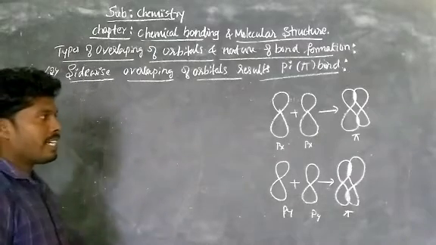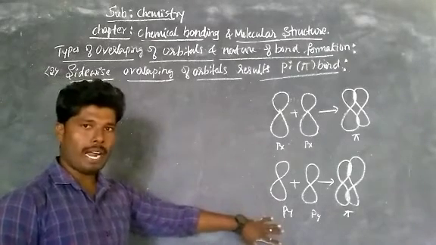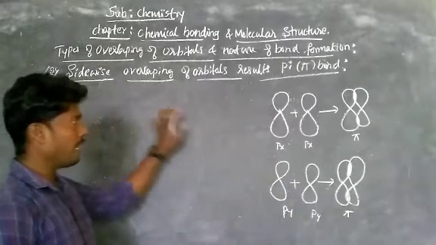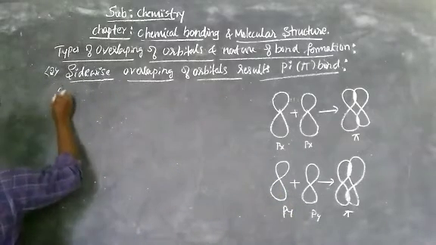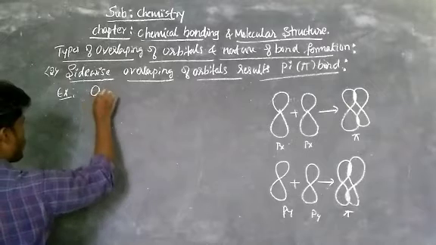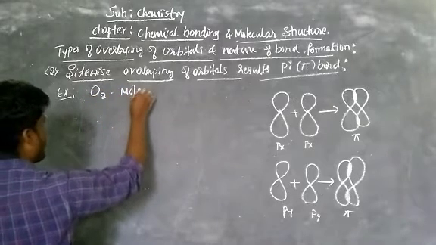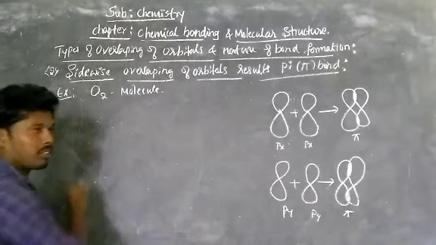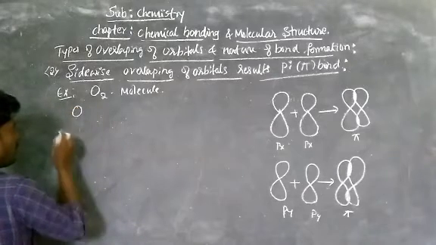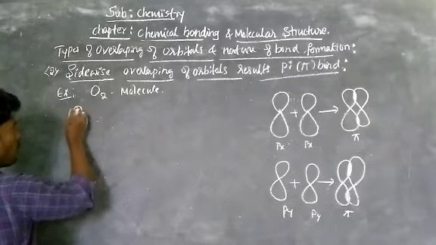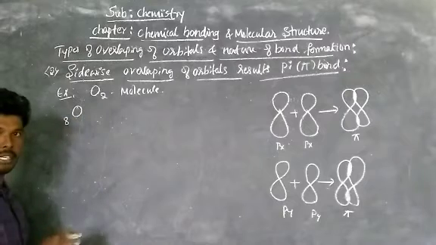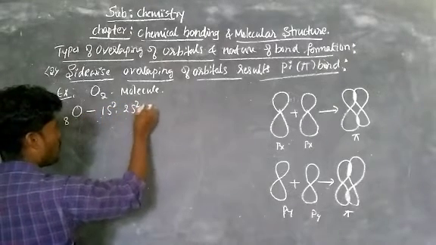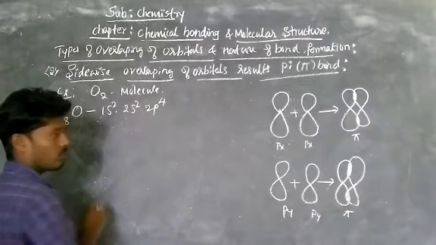Now to understand the sidewise overlapping of atomic orbitals and how they form a pi bond, take the example of the oxygen molecule. Example: formation of oxygen molecule, O2 molecule. Now here there are two atoms of oxygen. Let's take one oxygen atom. Atomic number is how much? Oxygen is 8. So the electronic configuration is 1s2, 2s2 and 2p4.